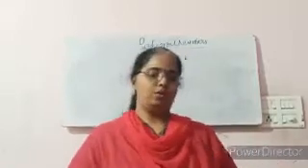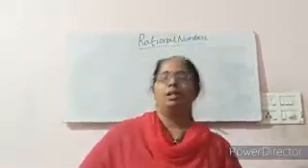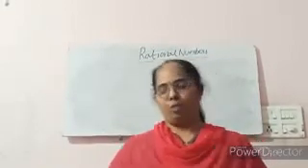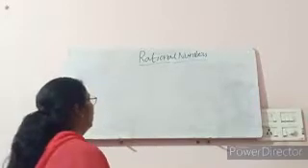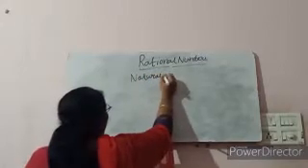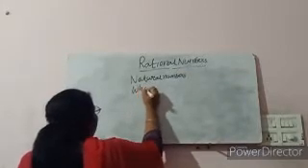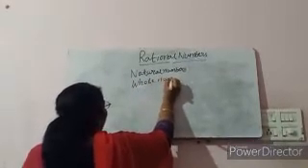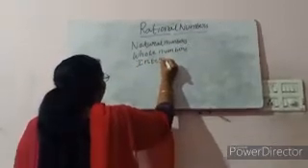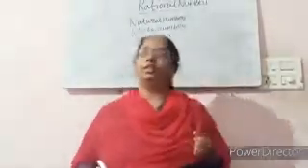Children, today we are going to learn about a new topic, rational numbers. Before this, you have learned some number systems. What are those number systems? Those are natural numbers, whole numbers, and integers. These are the three number systems which you learned in your earlier classes.